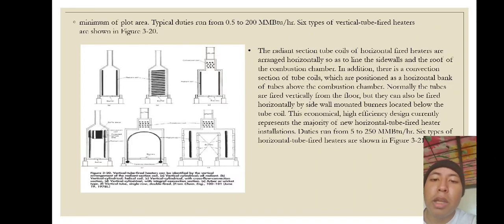This economical, high-efficiency design currently represents the majority of new horizontal tube fired heater installations. Duties run from 5 to 250 MMBTU per hour. Six types of horizontal tube fired heater are shown in figure 3.21.